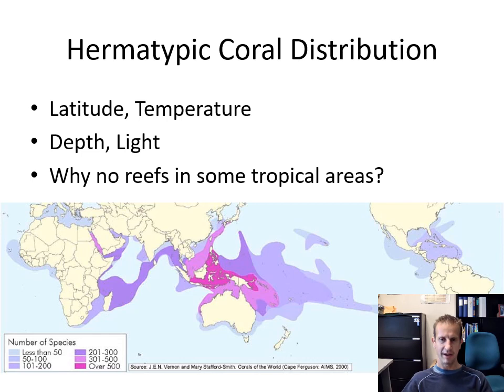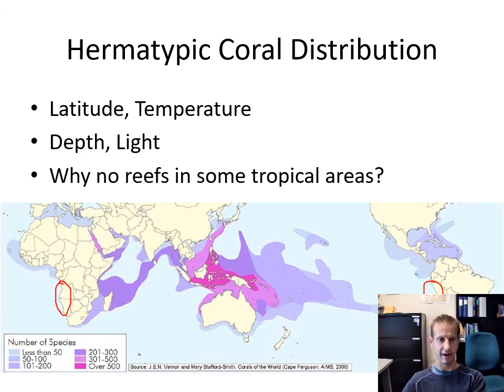What's odd about this diagram is that there are some areas of the tropics where there are no reefs. For example, on the west coast of Africa, there's this reefless area. On the west coast of South America, even though it's right around the equator, there's also no reefs in that area. And the reason for that has to do with temperature and nutrients.